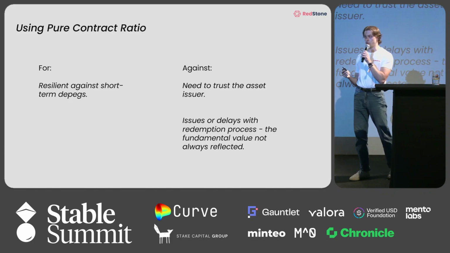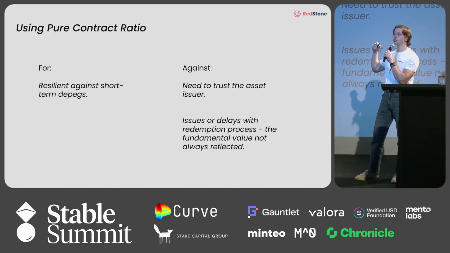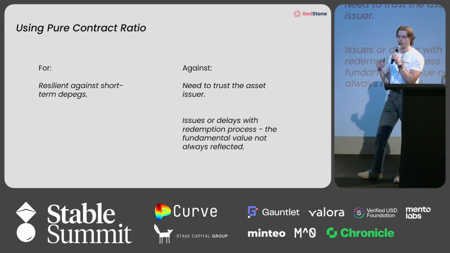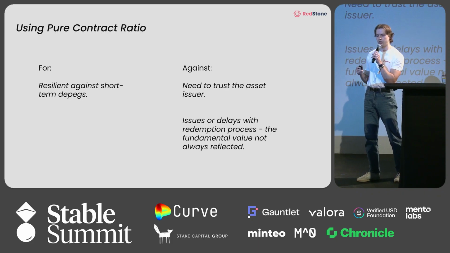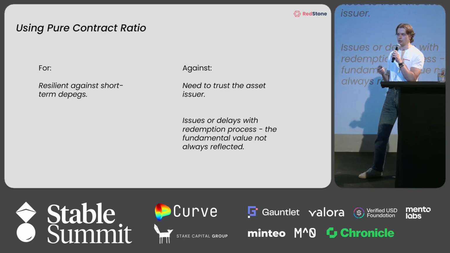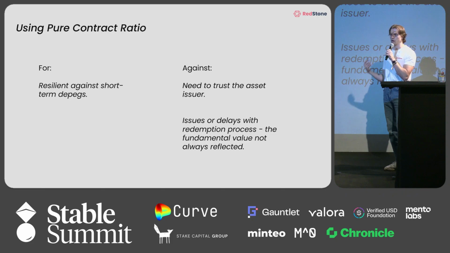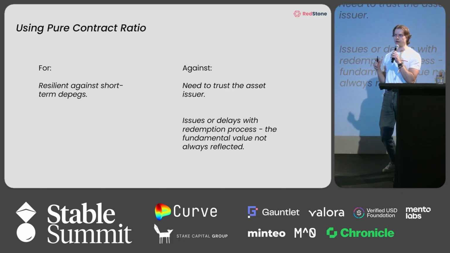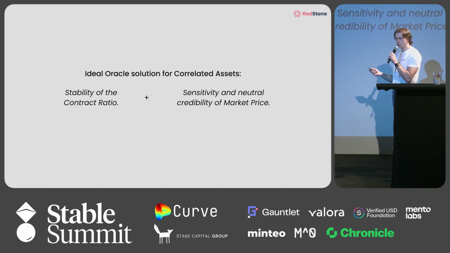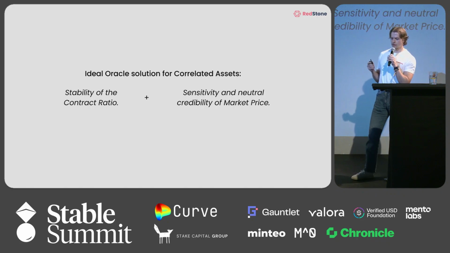Now, using contract ratio or pure contract ratio is not ideal either, because yes, you are resilient against short-term depegs, but at the same time, you need to trust the asset issuer. First, because the contract ratio is often self-reported, so if they wanted, they could misreport it, have inflated collateral and extract the protocol. And also, there could be delays with that contract specifically. The contract can go down, it can revert errors and whatnot. So you really have to be very careful with trusting them with a pure contract ratio, such as in this setup.